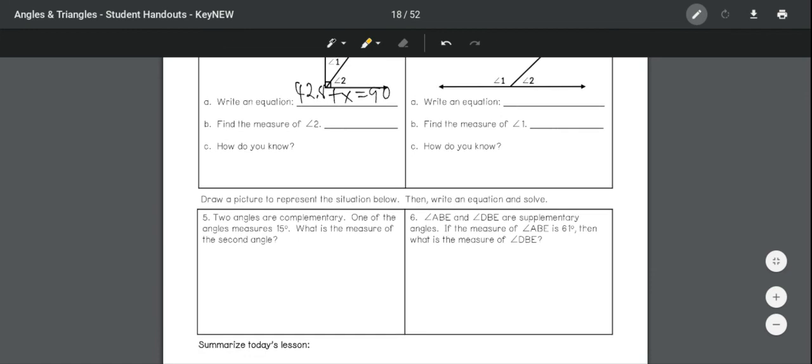And then you have to know what these words mean. If you don't remember, look back on your other page, and write the equations for these and show me when you're done.